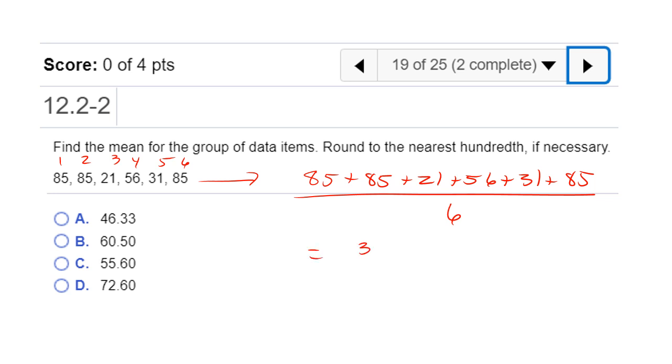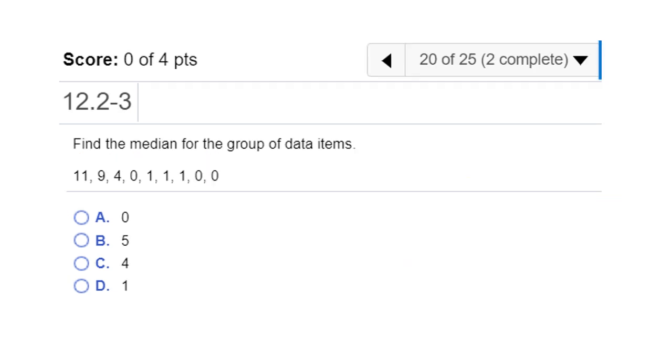And that will give me 363 divided by 6, which is 60.5. So my correct answer for mean, which is also known as the average, is answer choice B.